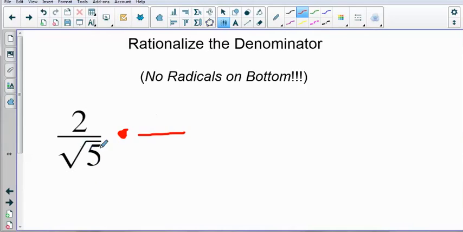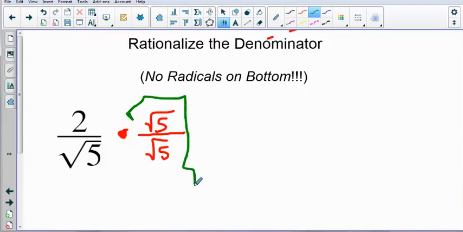What I'm going to do is take whatever number is on the bottom, which is the square root of 5, and put that over itself. As you can see, this actually is the number 1, because anything divided by itself is 1. So the square root of 5 divided by the square root of 5 is 1. I'm actually multiplying this by 1, so I'm not changing it. I'm just changing the way that it looks.